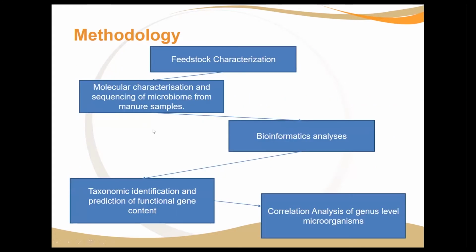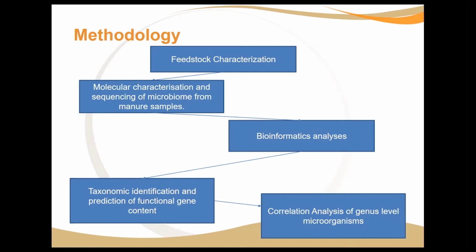Our methodology followed the feedstock characterization. The feedstock that we obtained from 9 different sites, which were biological replications, and that was what we were aiming for, were taken through the process of characterization to check for the presence of the elemental composition in terms of sulfur, carbon, and the rest of them.